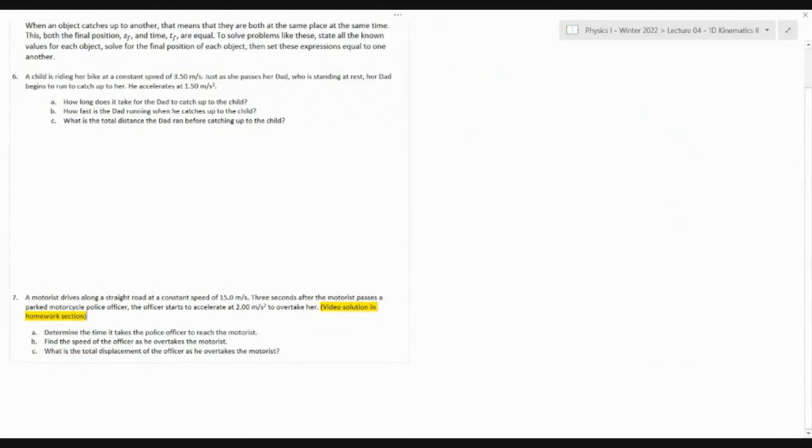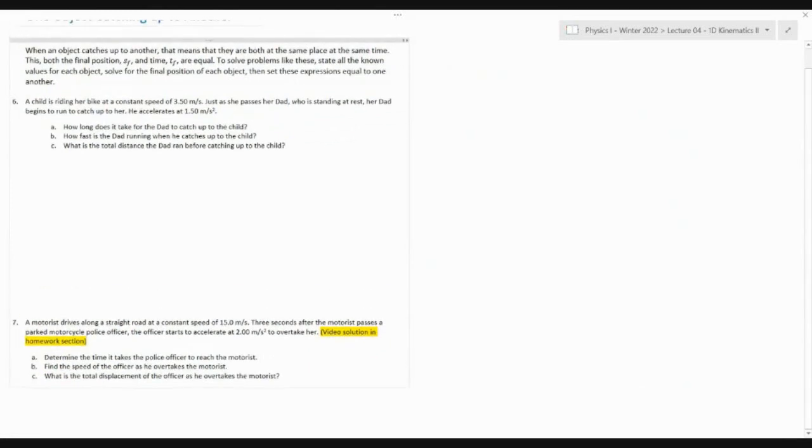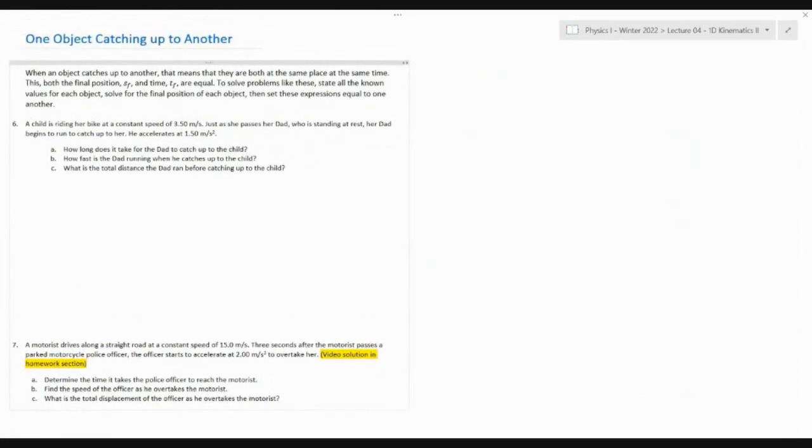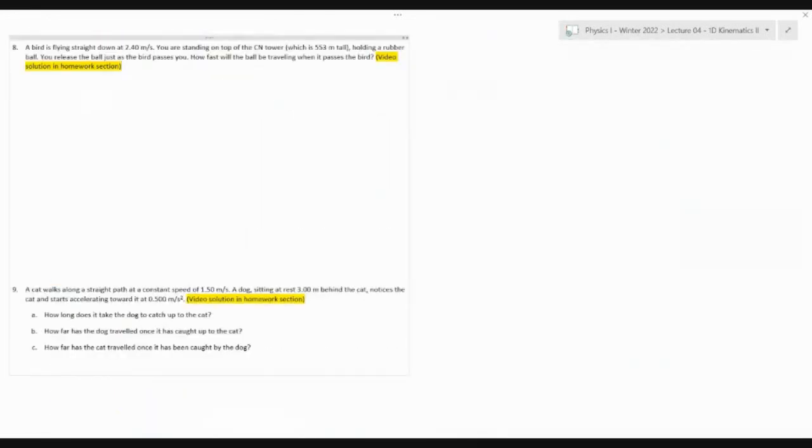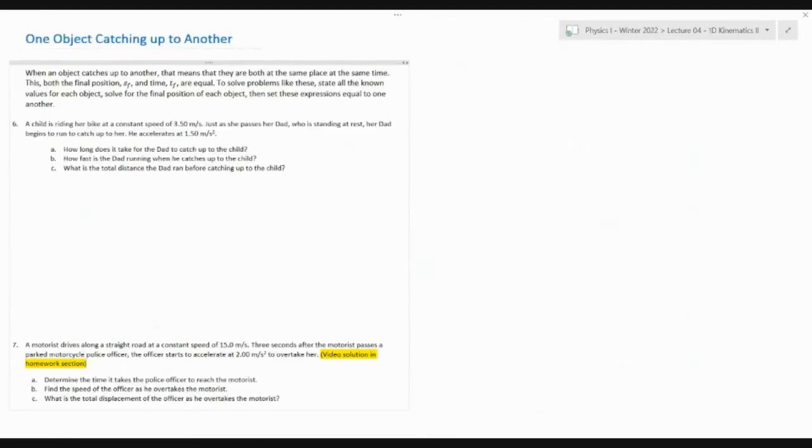Okay, so now we have objects catching up to another. There are some more questions here, 6, 7, 8, and 9. For 7, 8, and 9, I have video solutions in the homework questions, so I'll just have you watch those on your own later. I'm going to do one example together so you can ask for help, but they're all very similar to each other. I just wanted to give you more practice questions to do. So let's do question 6 together.